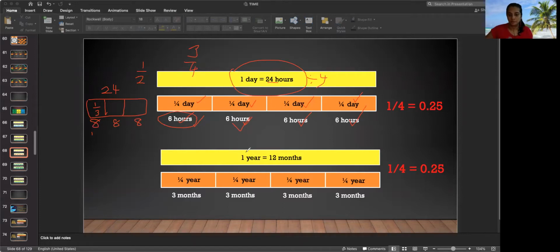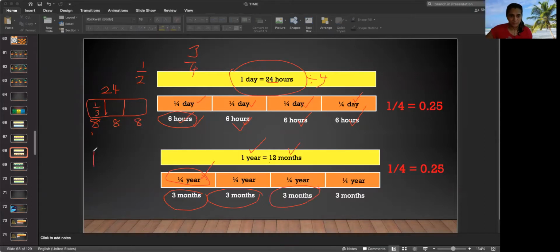So let's move on now to 1 year, equivalent to 12 months. And what if you divided that year into 4 parts? What is a quarter of a year? A quarter of a year, you take 12, divide into 4, you get 3 months. So half of the year is 6 months. 3/4 of the year is 9 months.